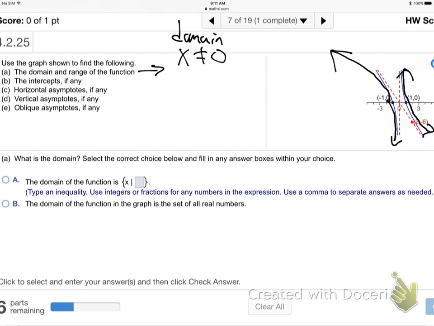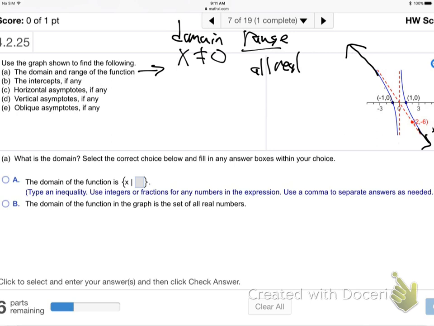Is that making sense? And then range is the y coverage, the up-down coverage. Yeah, how far up and down? Well, again, this one goes up forever. This one goes down, up and left, down and right. So up forever, down forever. Is there any heights it doesn't hit? It hits everything, doesn't it? The range is all reals. There's no heights that it skips.